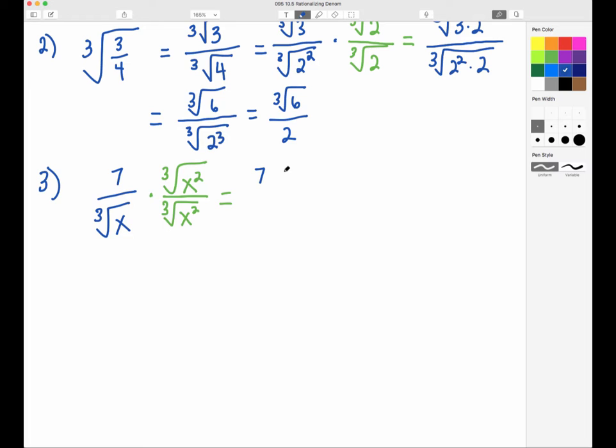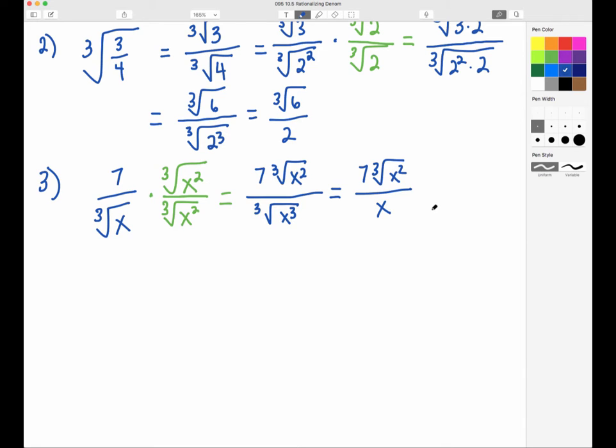So the numerator becomes 7 times the cube root of x squared. Nothing to simplify there. This was a plain old number. Here's our radical, and we'll just keep them multiplied like that. We can't really simplify and clean it up a little bit. Now in the denominator, this is all cube root. So if I have 1 x and I multiply by 2 more x's, that's 3 x's. So now I can simplify even more. 7 times the cube root of x squared all over x. And we have just rationalized the denominator.